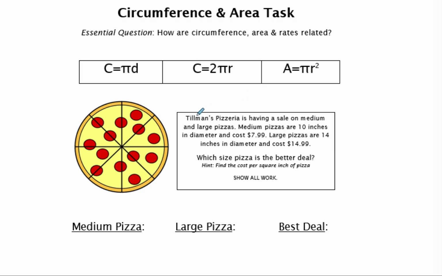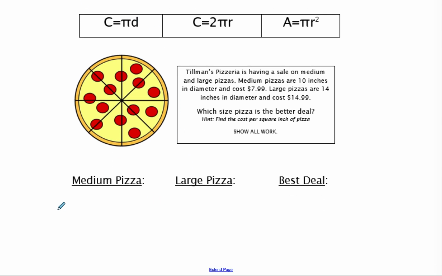All right, so let's see. It says Tillman's Pizzeria is having a sale on medium and large pizzas. Medium pizzas are 10 inches in diameter and cost $7.99. Large pizzas are 14 inches in diameter and cost $14.99. Which size pizza is the better deal? And then the hint says find the cost per square inch of pizza. So I am going to scroll down a little bit.